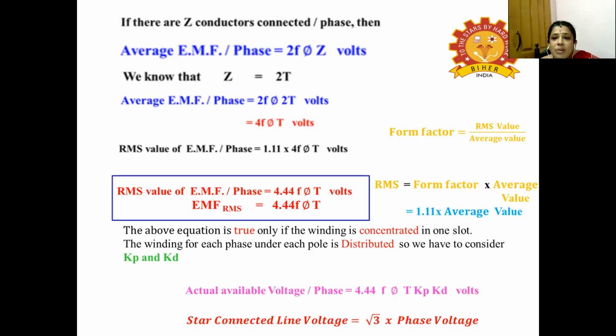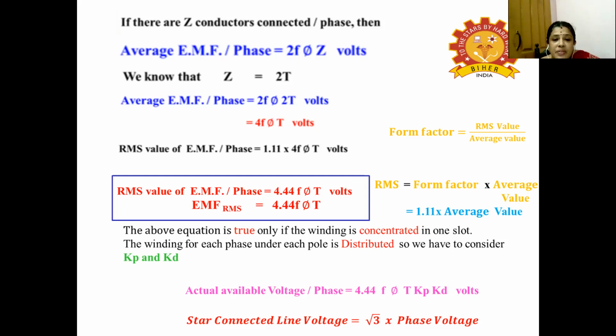Form factor is equal to RMS value divided by average value. So EMF RMS will be equal to 4.44 into f into phi into T, because RMS is equal to form factor into average value, and I know that the form factor value is 1.11. So on substituting this, I get my EMF equation of the alternator to be 4.44 into f into phi into T volts. The above equation is true only if the winding is concentrated in one slot.